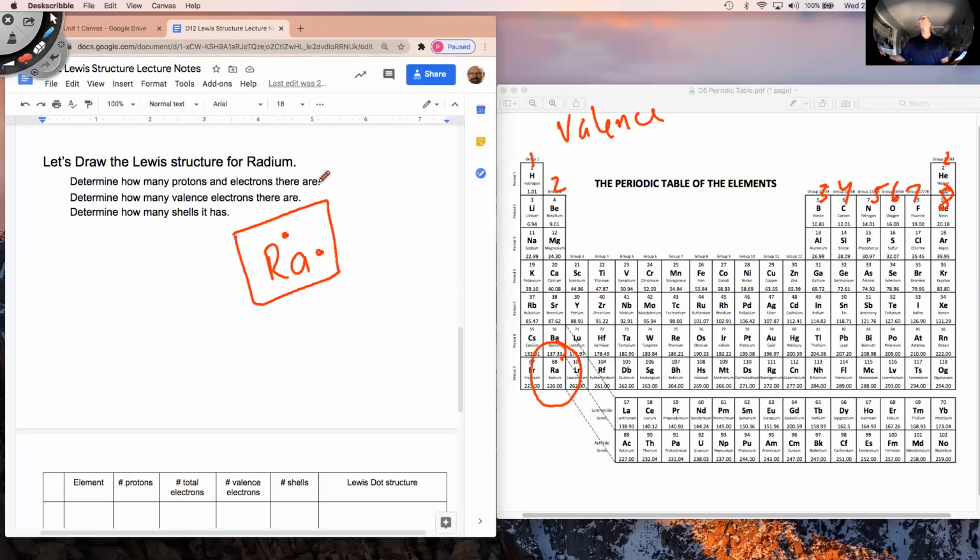Determine the number of protons and electrons. Well, now we're going back and reviewing things we've already done. So how many protons does radium have? 88. How many electrons does radium have? 88. How many shells are there? 1, 2, 3, 4, 5, 6, 7.